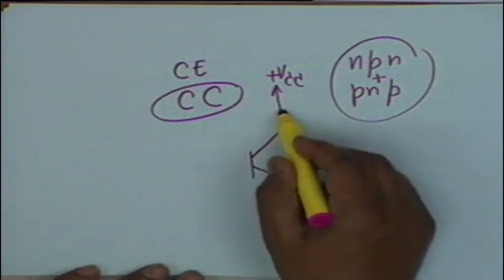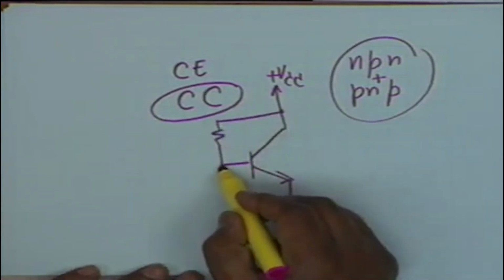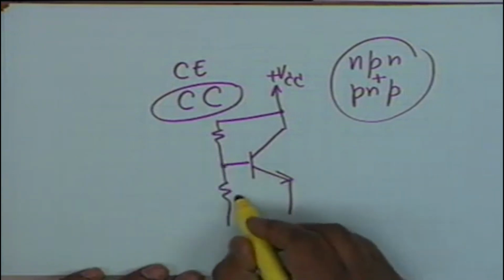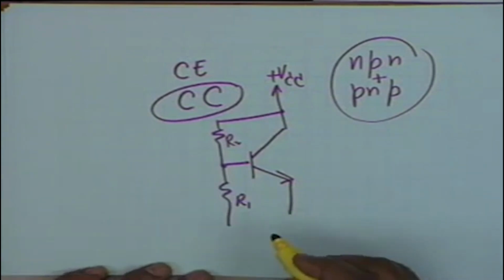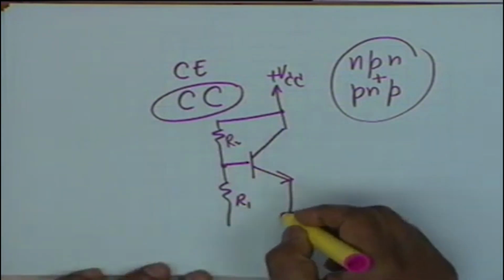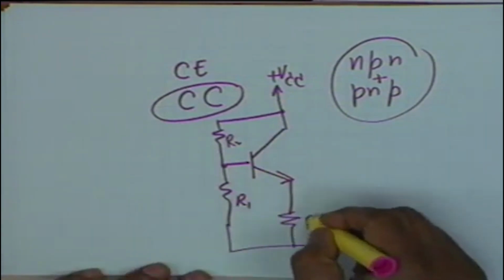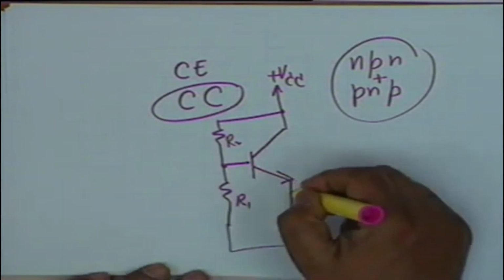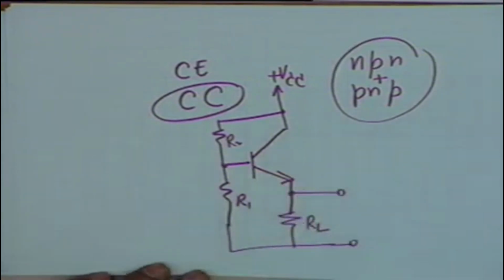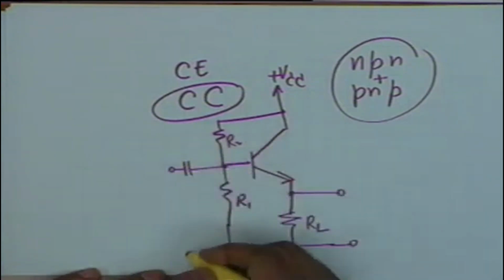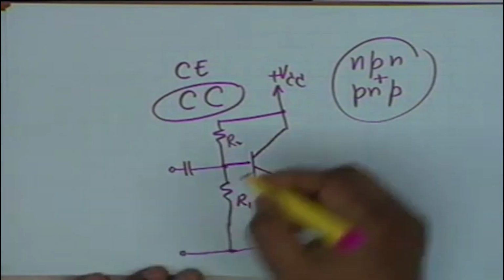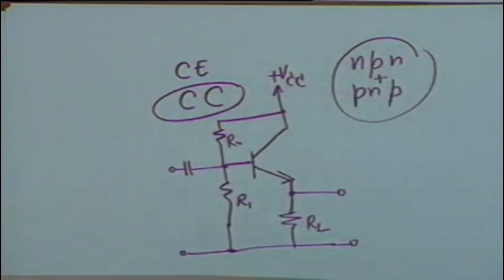Then the input circuit, the usual circuit, that is, you have R1 and R2. The load now, the load is not in the collector, because collector is common. The load is in the emitter. This is the load, and the output voltage is taken from here. The input is applied between this point and this point. This is a typical circuit for a common collector amplifier.